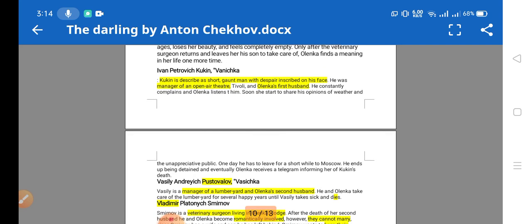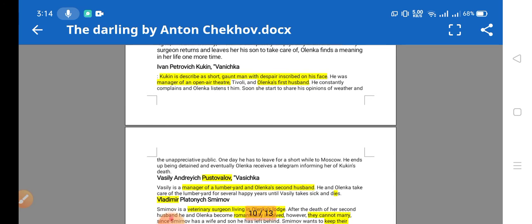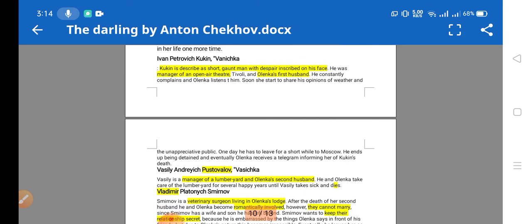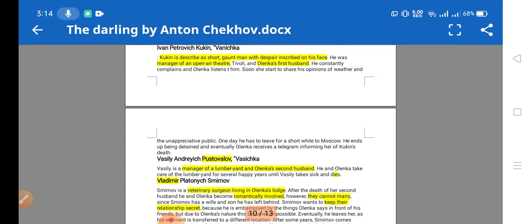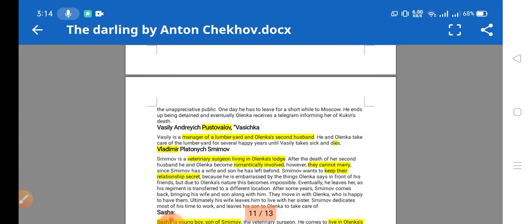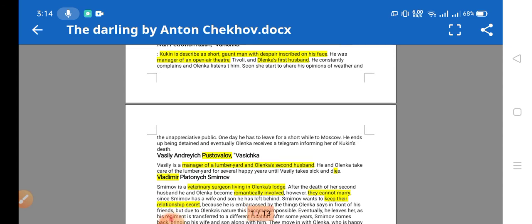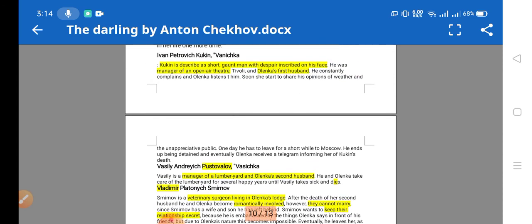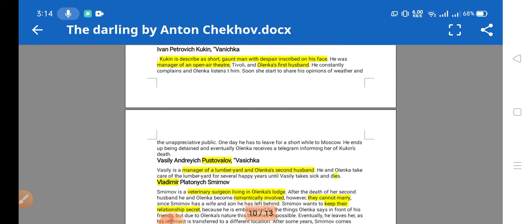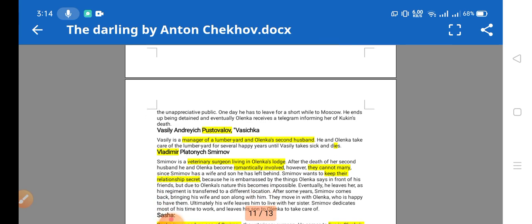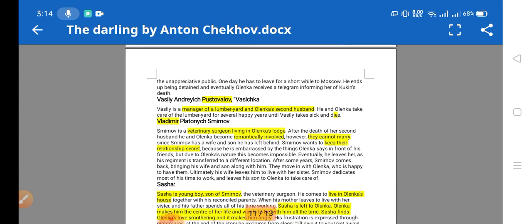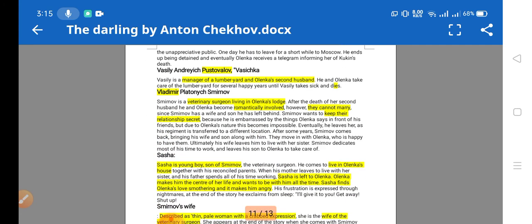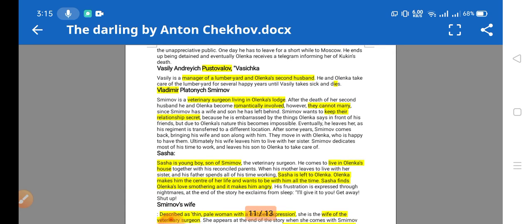Kukin is described as a short, gaunt man with despair inscribed on his face, and he was the manager of an open air theater and Olenka's first husband, as I already told you. He was always complaining about the weather and his fate, that fate is not fortunate for him and things like that. He's a pessimist, you can say.